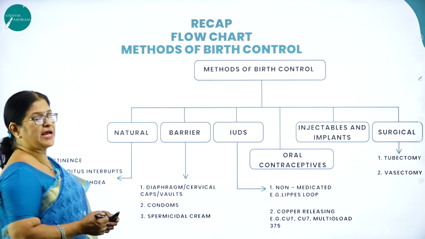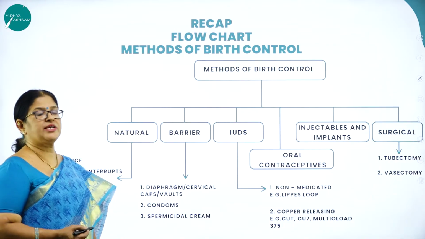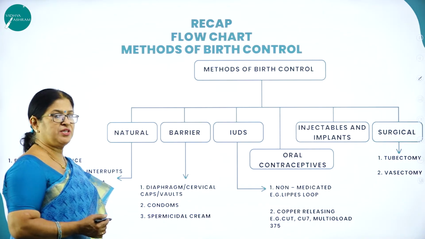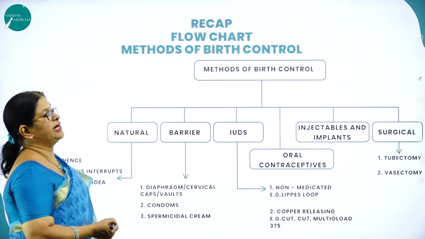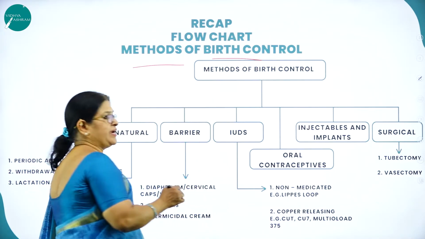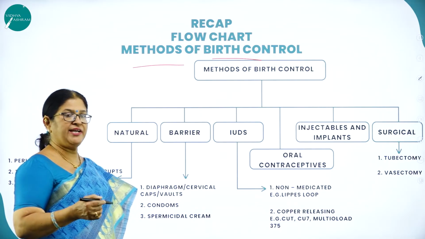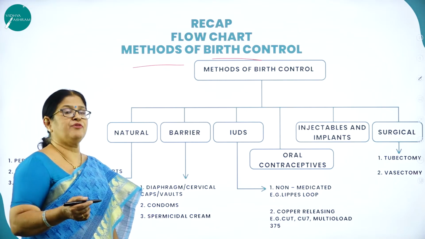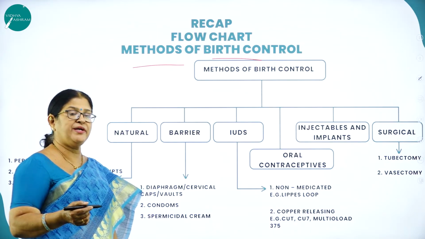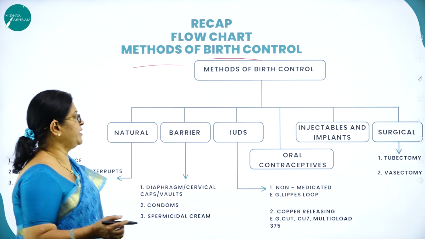Now, let us recap what we have studied in this chapter 4 of your second PUC syllabus from the examination point of view. Let us study all that with a flow chart. So, methods of birth control. I already discussed that family planning was initiated in 1951. What is family planning? Planning for a small family by implementing scientific methods of birth control. So, what are the methods of birth control?